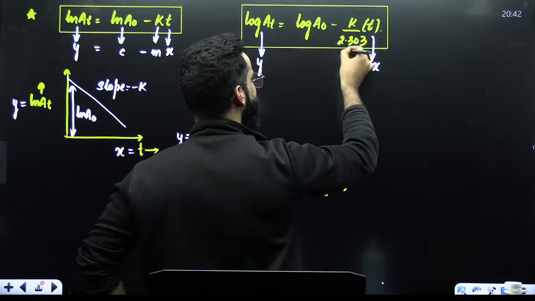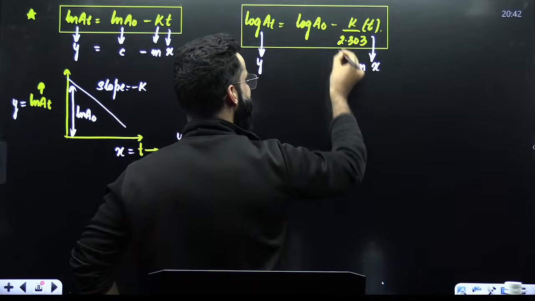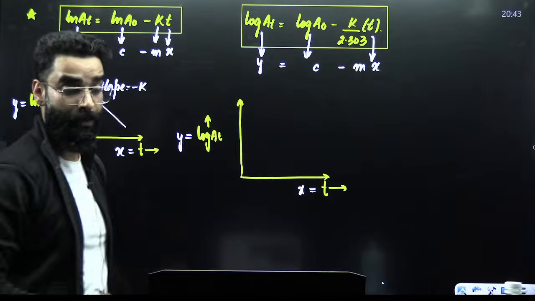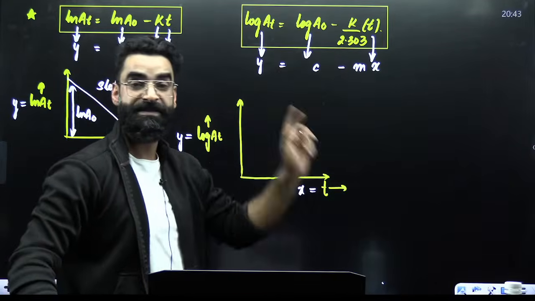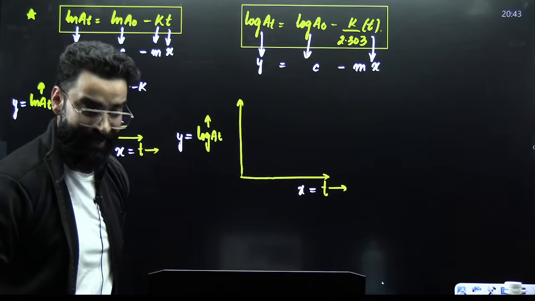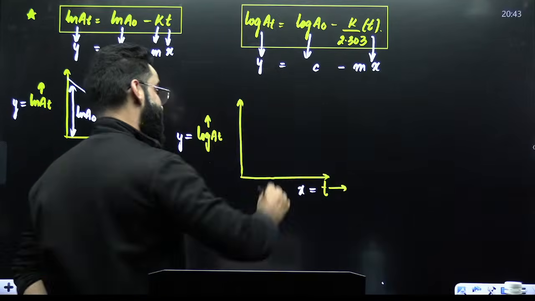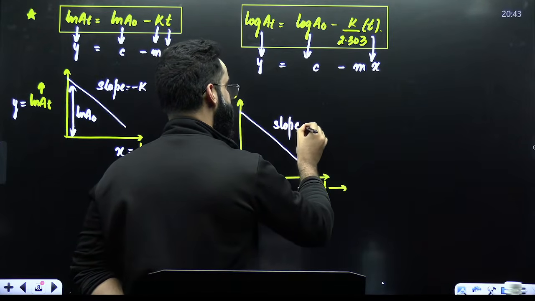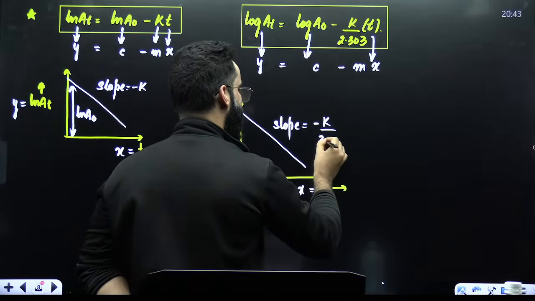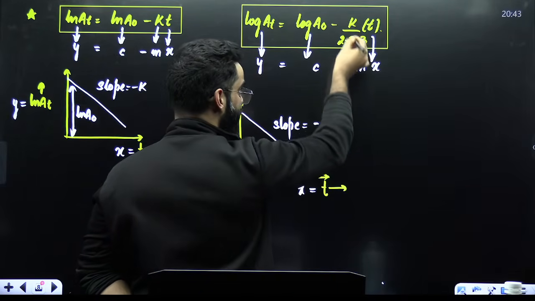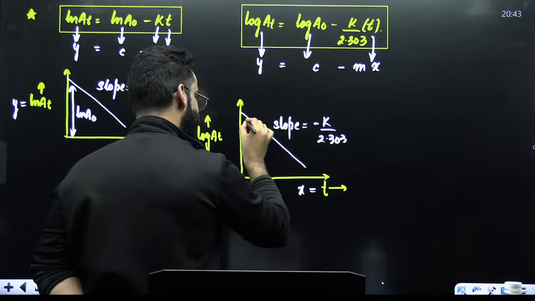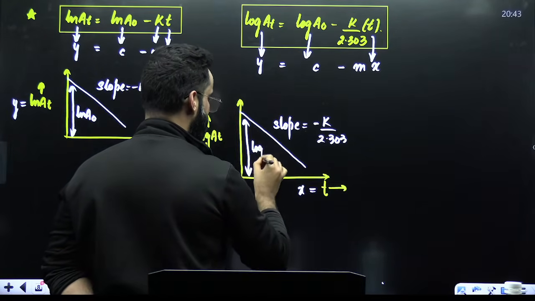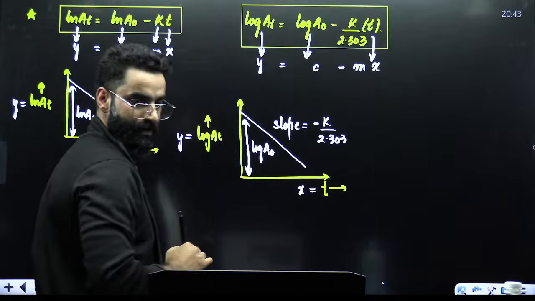This complete term becomes your m. The sign here is minus, and this is what I call c. Y is equal to minus mx plus c. The graph is a straight line with negative slope, right? If I ask you about the slope, slope is equal to minus k divided by 2.303. Slope means the m value, which is minus k upon 2.303. The distance from here to here is what you call the intercept, denoted with c, and c is nothing but log of a naught. Got it?